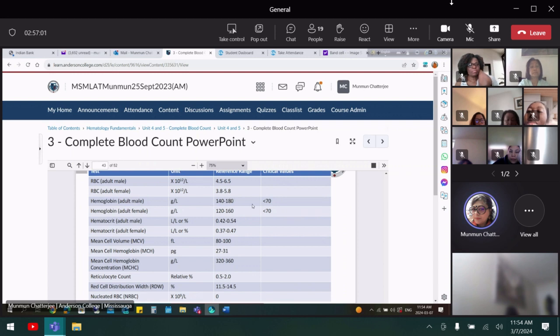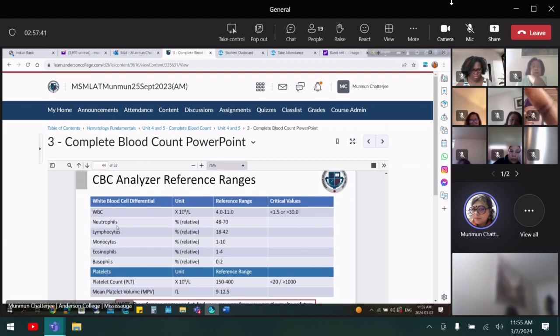Hemoglobin is also the same thing. If it is less than 70, then it is critical. If it's higher than 70, too much high or too much low is going to be difficult, but we are more concerned about the low because it's going to come as an anemia. Hematocrit, everything, if it is less than that, is going to show as the critical value, and immediately when there is a critical value, the lab informs the specific doctor, the physician, that your patient has this critical value. That means you need to take immediate action.